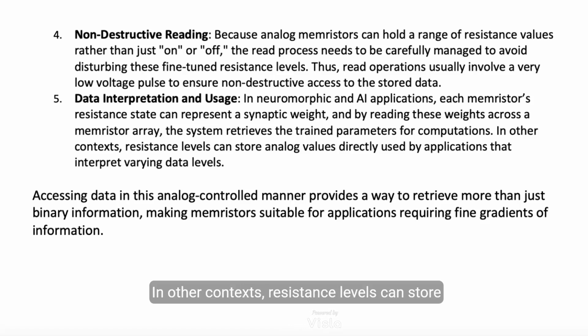In other contexts, resistance levels can store analog values directly used by applications that interpret varying data levels. Accessing data in this analog-controlled manner provides a way to retrieve more than just binary information, making memristors suitable for applications requiring fine gradients of information.